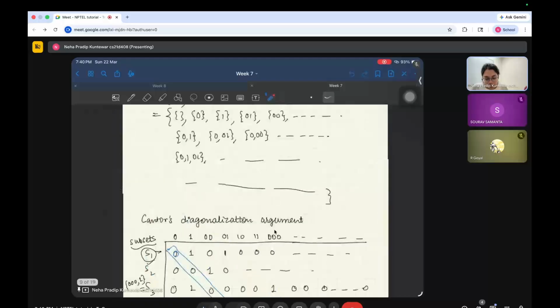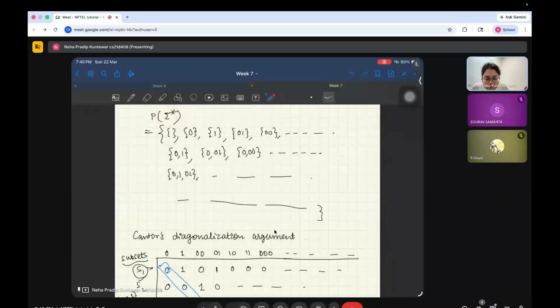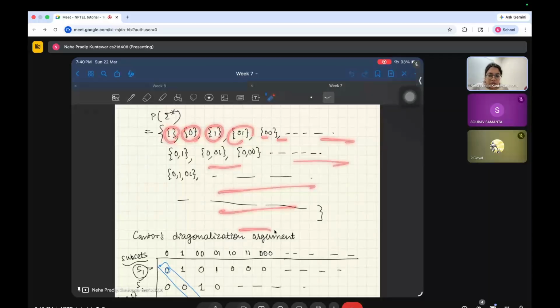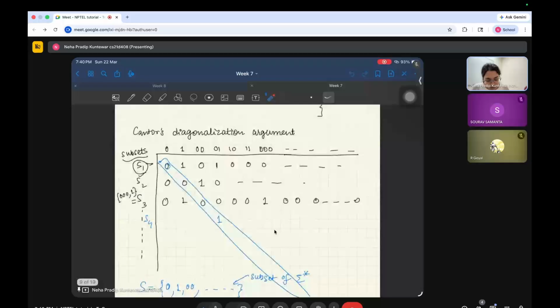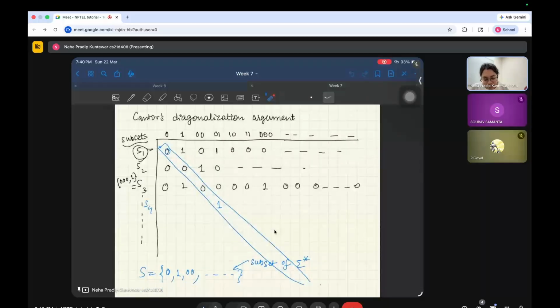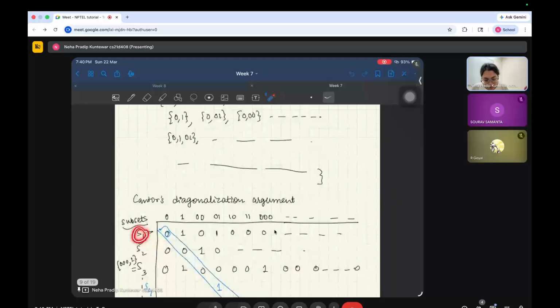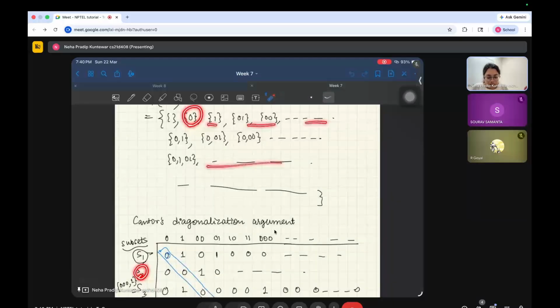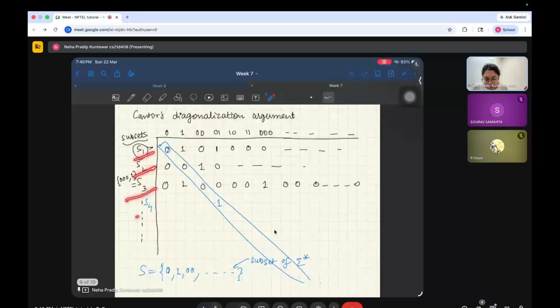So what you do is you look at the power set of sigma star. That means you look at all the subsets of sigma star. These are infinitely many subsets of sigma star. You want to show that this set is uncountable. So you write your subsets here, for example this empty set is here, let's say this set is here, and so on. You write down all the sets in the rows, and the columns are all the elements that you can have. These are all strings over {0, 1}.